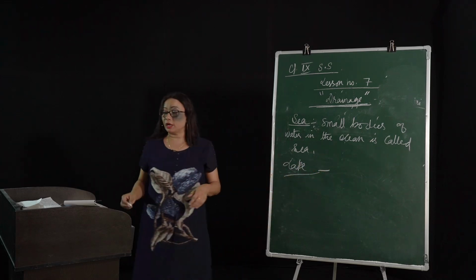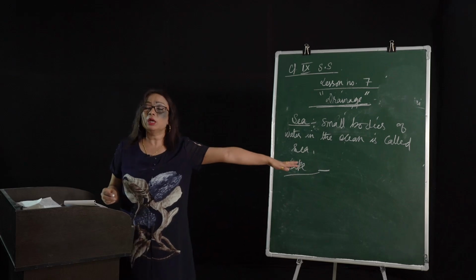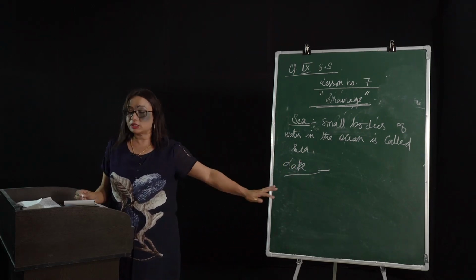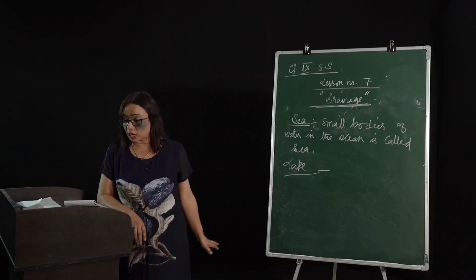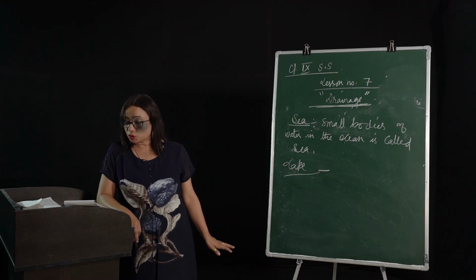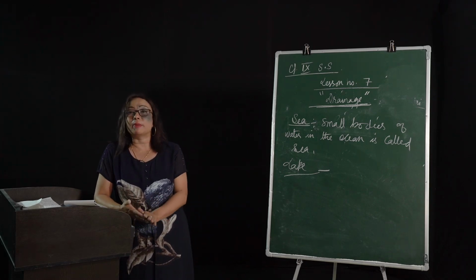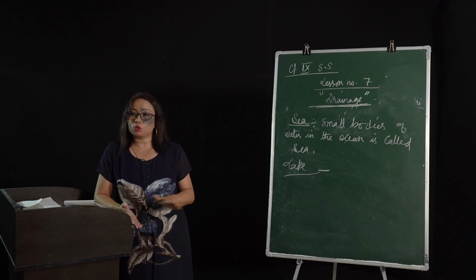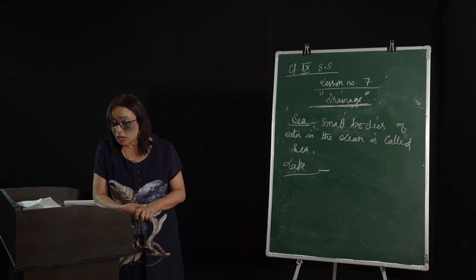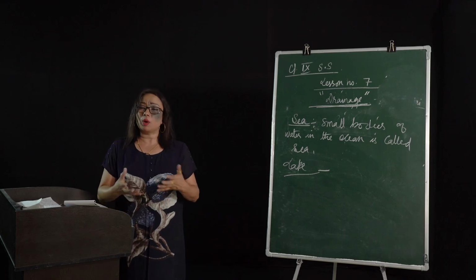A lake is a large area of water that is surrounded by land on all sides. Now, in India, most of the freshwater lakes are in the Himalayan region. How are lakes formed?